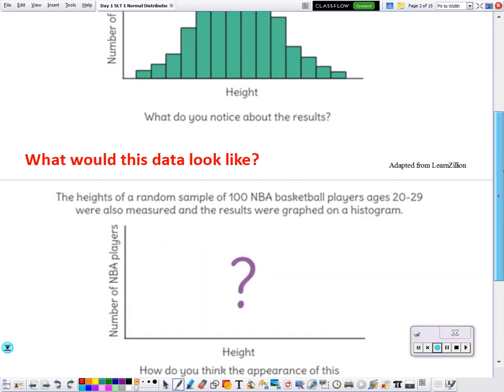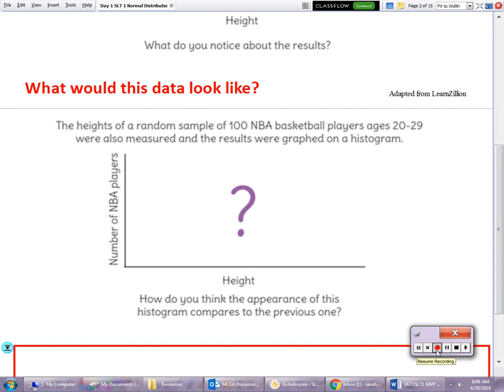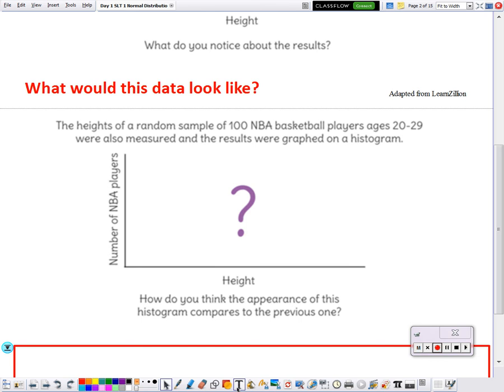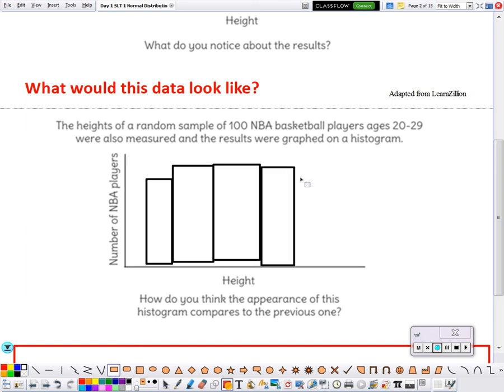Well, if we were to graph the heights of 100 NBA basketball players with the same age, it would probably look a little different. Maybe we would expect the NBA players to be a lot higher and more uniform, not so spread out. Maybe we would expect their boxes to look more like this, like they all are kind of the same height. They're a lot taller. You know, this is just an example. We would expect them to be a little more uniform, perhaps, and significantly taller.